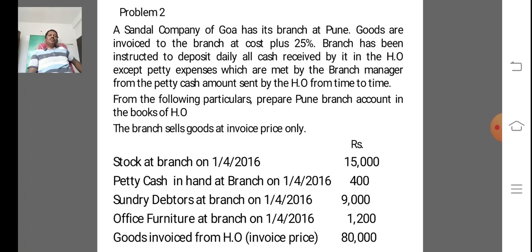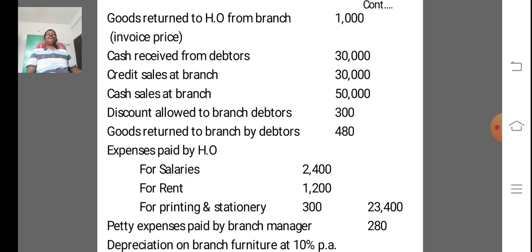The branch sells goods at invoice price only. Stock at branch on 1/4/2016 15,000. Petty cash in hand on 1/4/2016 14. Sundry debtors at branch 1/4/2016 9,000. Office furniture at branch 1/4/2016 1,200. Goods invoiced from head office, that is invoice price 80,000. Goods returned to HO from branch 1,000, that is invoice price.